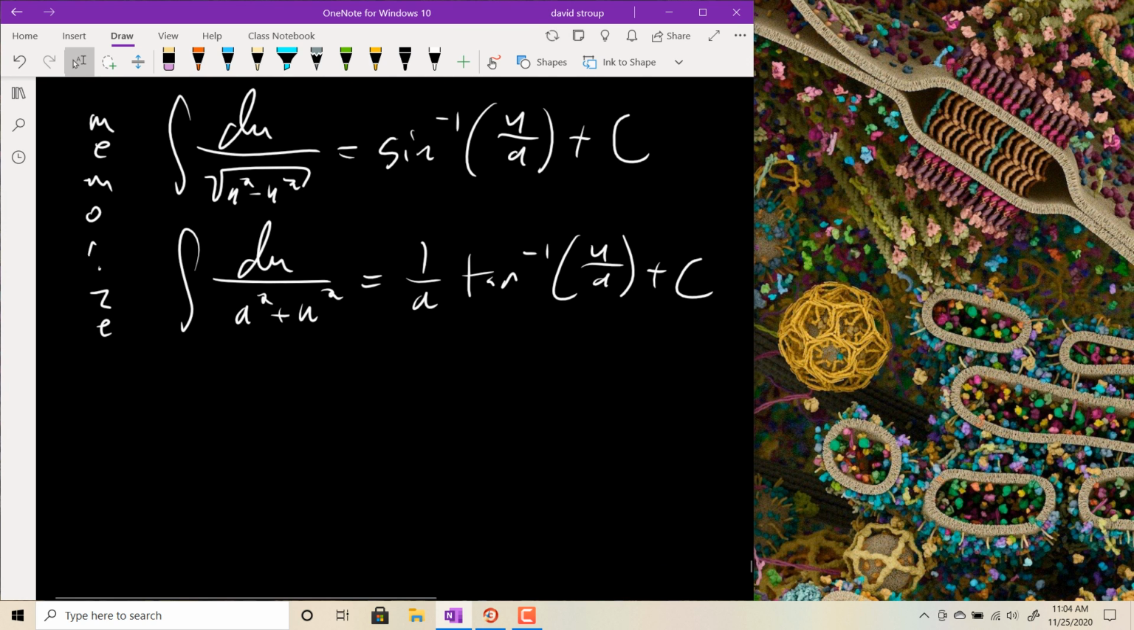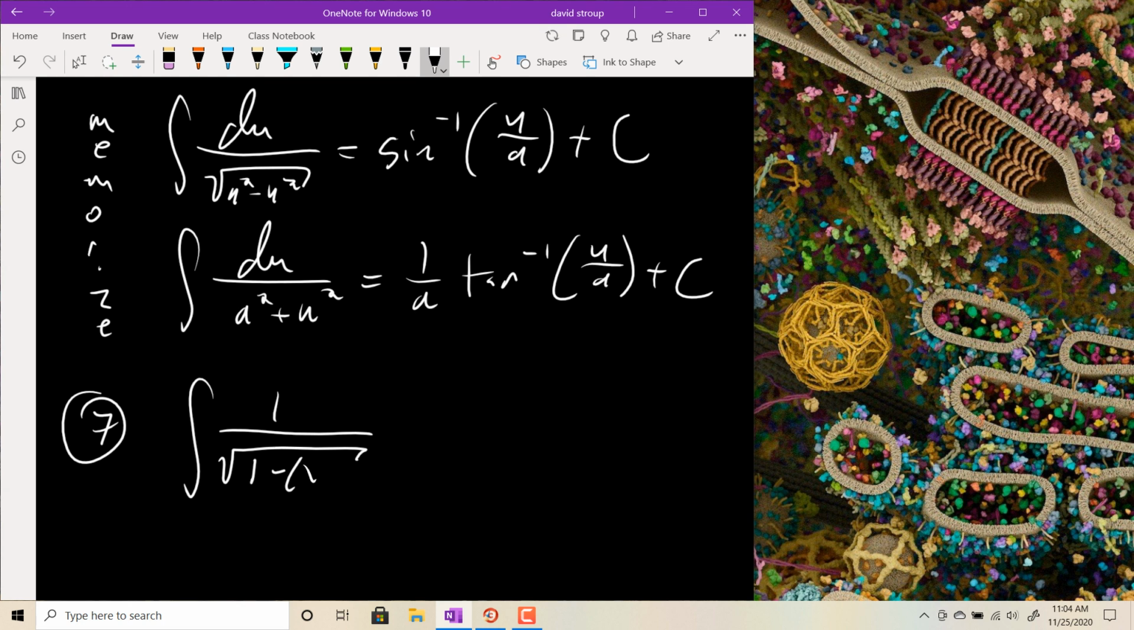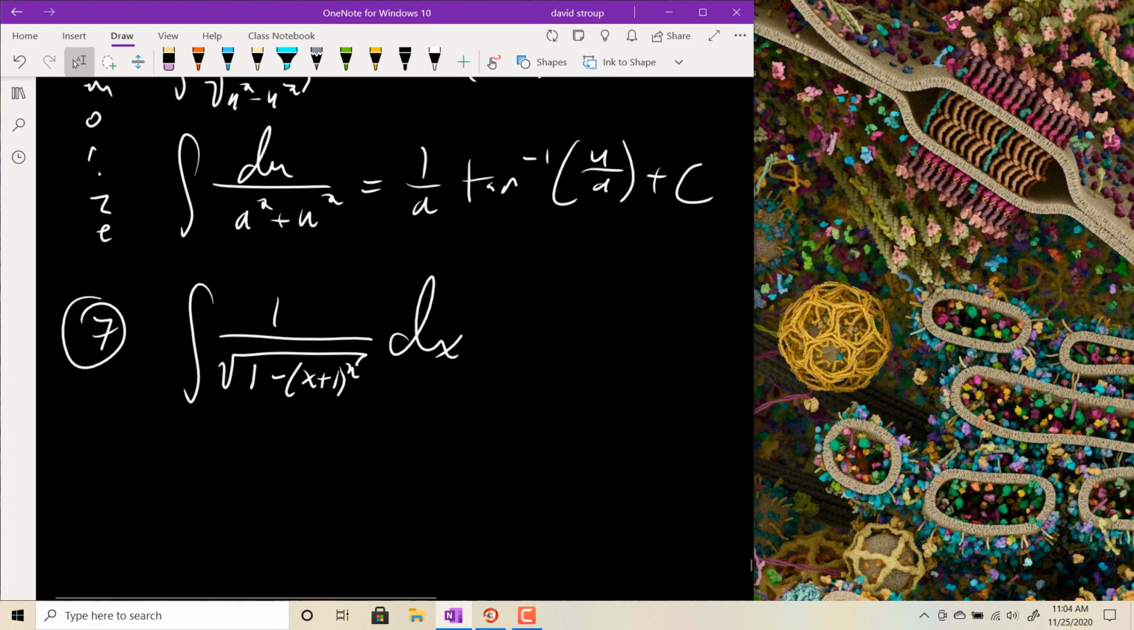And let's take a look. I guess number 7: 1 all over the square root of 1 minus x plus 1 squared dx. So this obviously has the sine inverse form. In this case, the a is just 1, but the u is x plus 1. So the dx will become du.